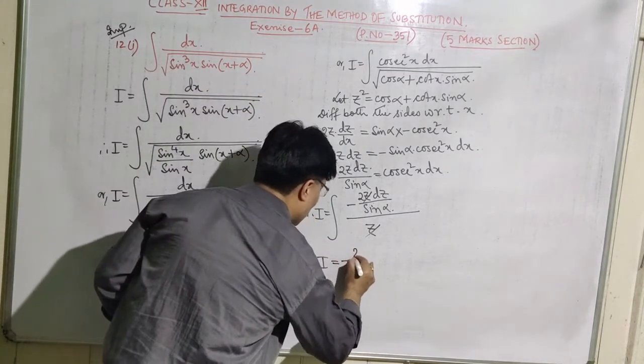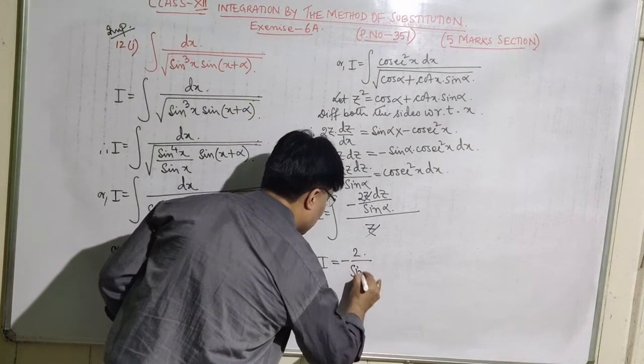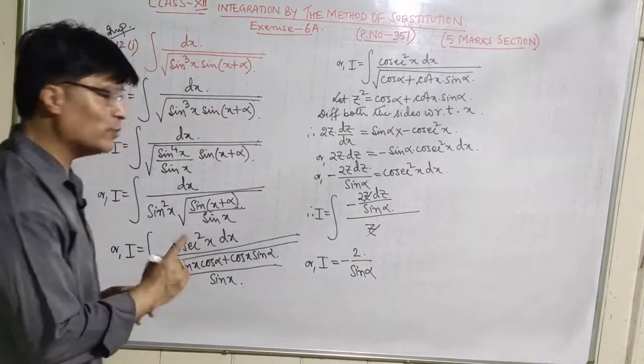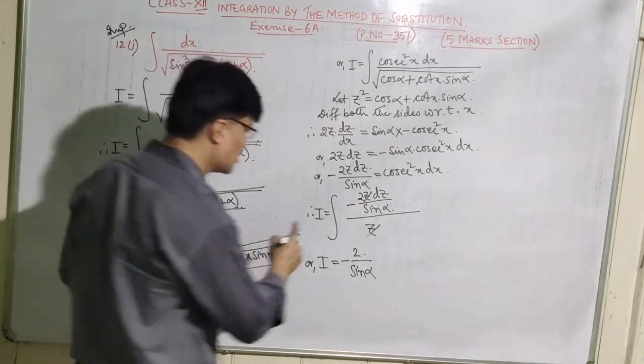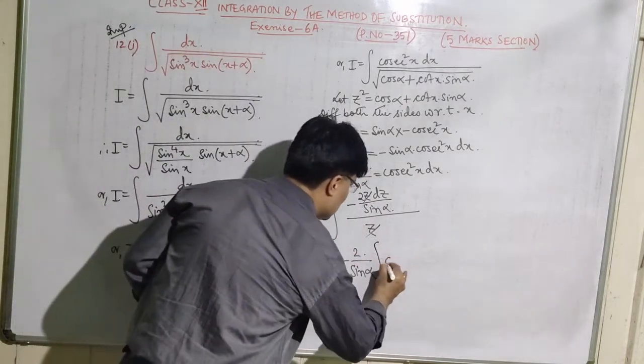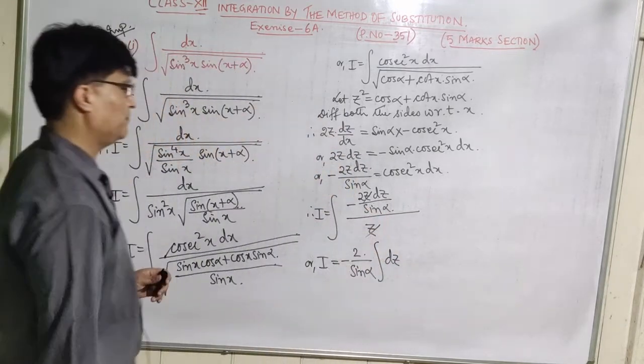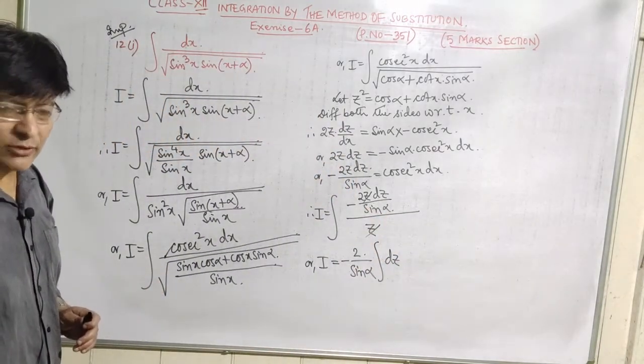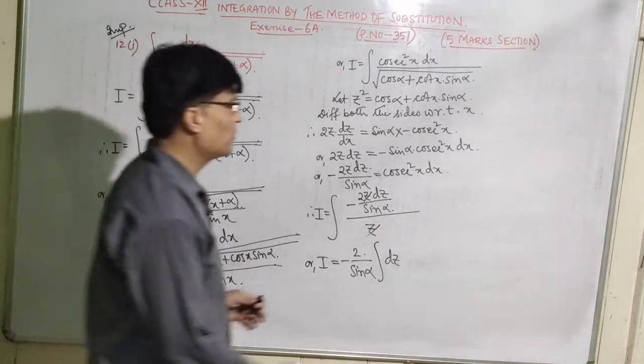Or I is equal to, how much is that now? Minus 2 by sin alpha is constant, it is taken outside. Then the integral sign z gets cancelled, so it is only dz. Is that understood now? Now you can easily integrate them.